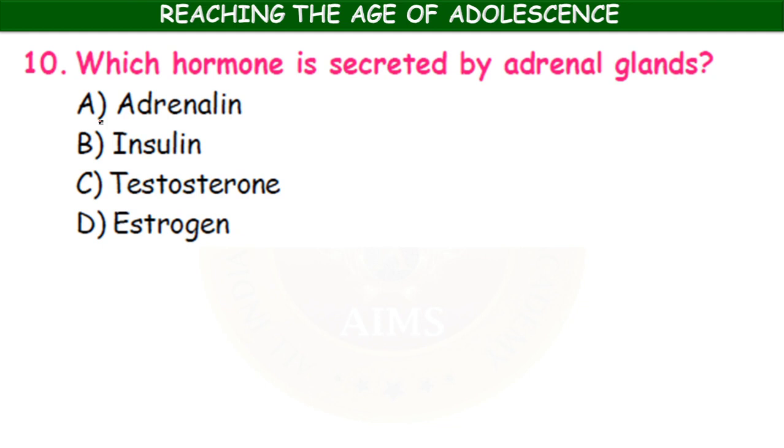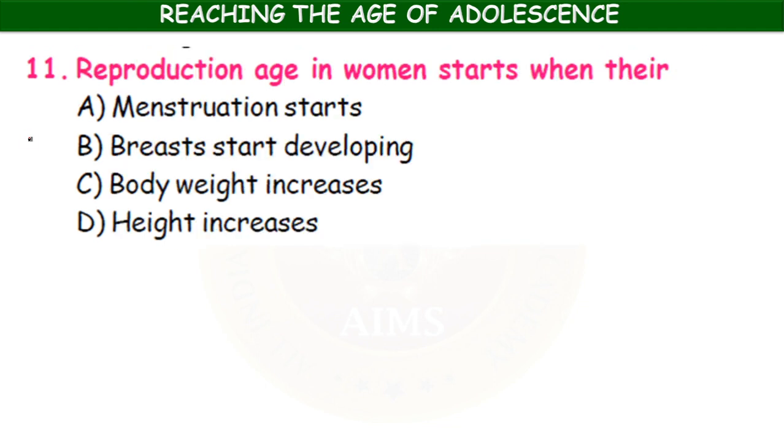Which hormone is secreted by adrenal glands? Adrenaline, insulin, testosterone, estrogen. It is the adrenaline hormone secreted by the adrenal gland, which is present on top of the kidneys.